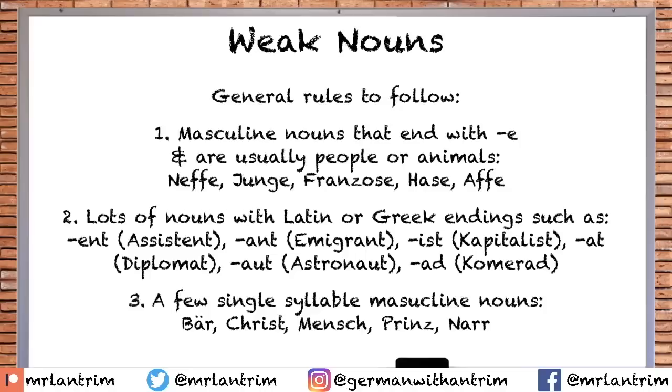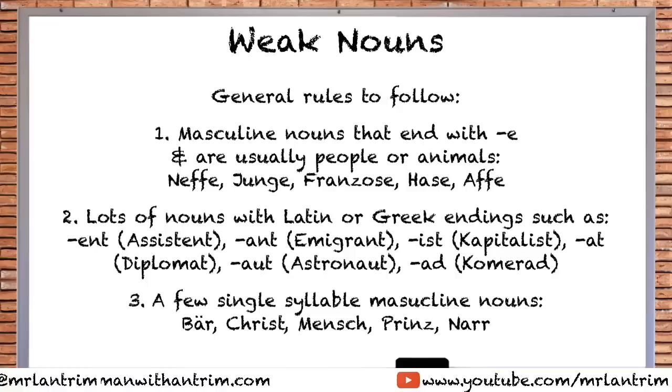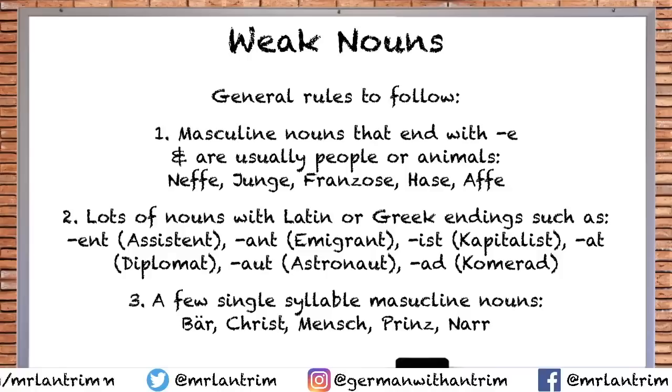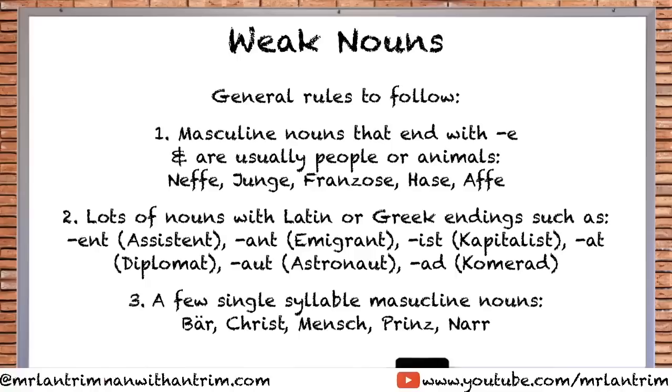So, a few rules that you can follow for weak nouns. These weak nouns are usually masculine nouns. Well, all of them are masculine nouns, but they usually end with E, and they're usually people or animals. So, der Neffe, der Junge, der Franzose, der Hase, der Affe. All of those are going to be masculine nouns. They end with an E, and so we add an extra N whenever they're in the accusative, dative, or genitive cases.